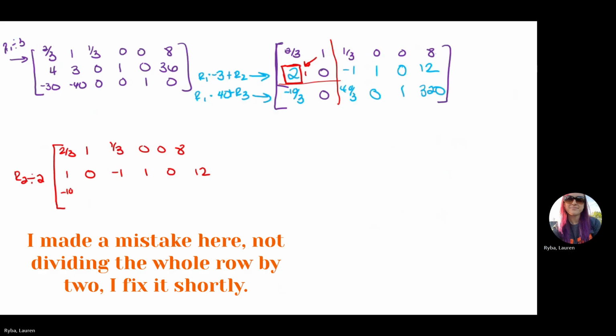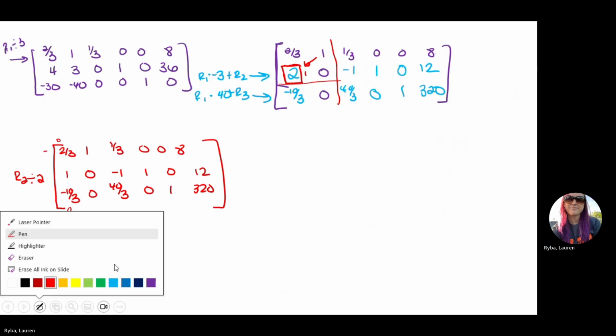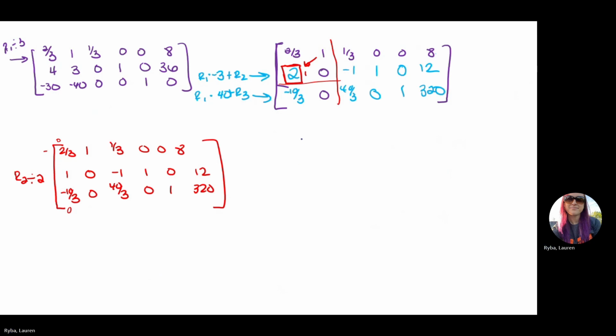8, 10 thirds, 0, 40 thirds, 0, 1, 3, 20. And then we're almost there. We have one more step, and that's to get the zeros here and here. I'm not going to touch this middle row. I want to get a 0 there, a 0 there, and those are all going to stay the same. Because my goal is to get that identity matrix up here with the ones on the diagonal and the zeros everywhere else.